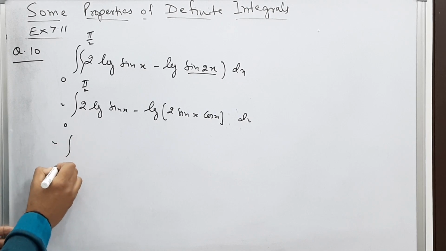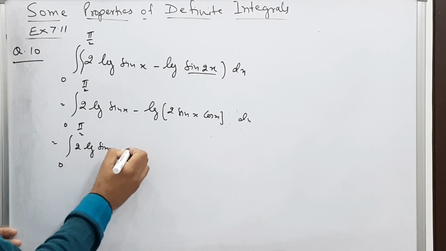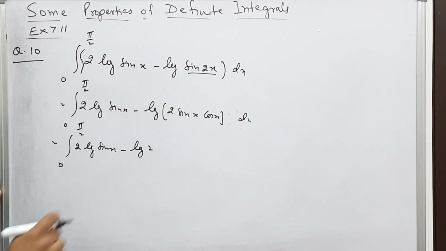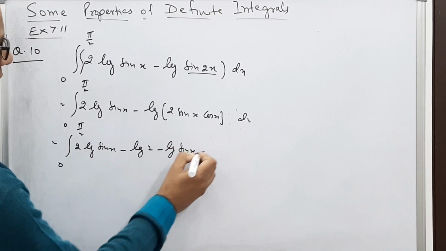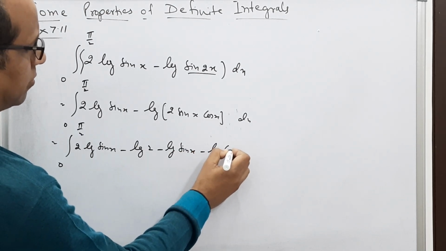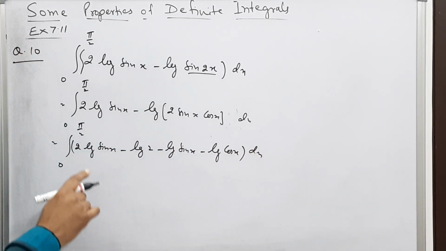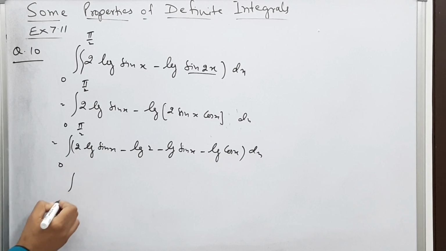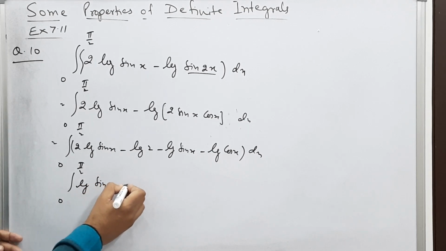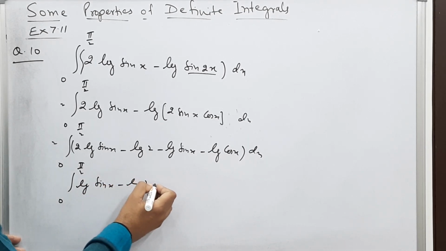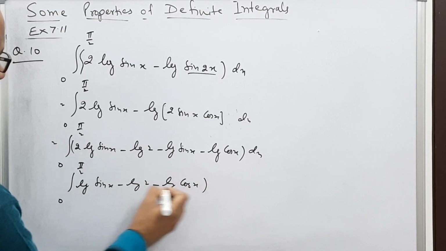Now, if we apply the property of the log, it is 2 log sin x minus log 2 minus log sin x minus log cos x dx. So 2 log sin x and log sin x will be, from 0 to pi by 2, log sin x minus log 2 minus log cos x dx.